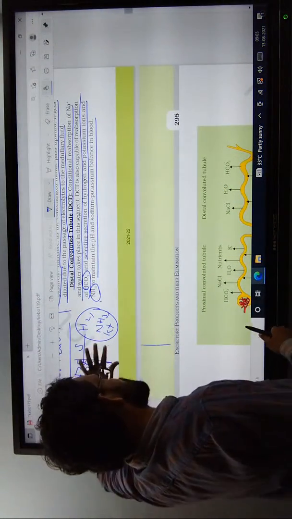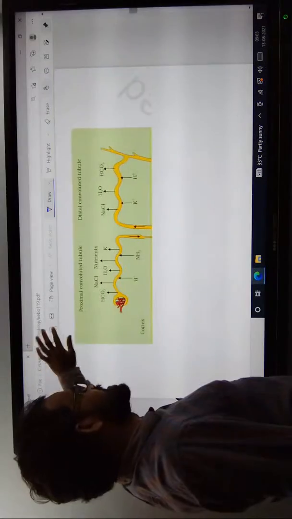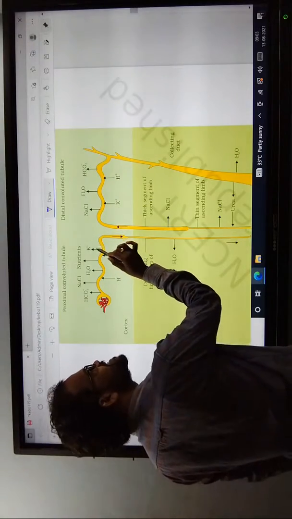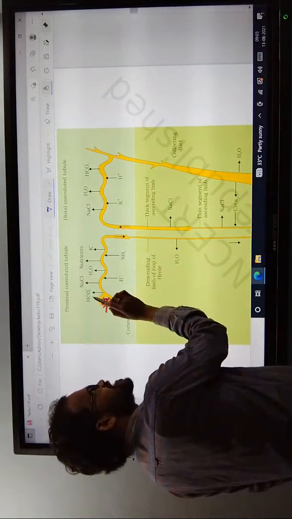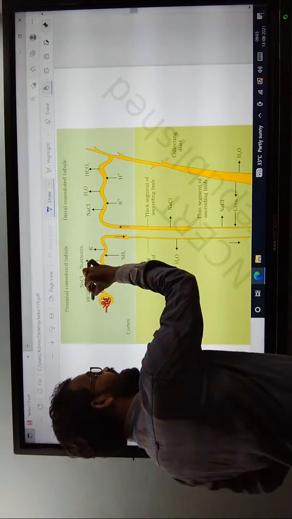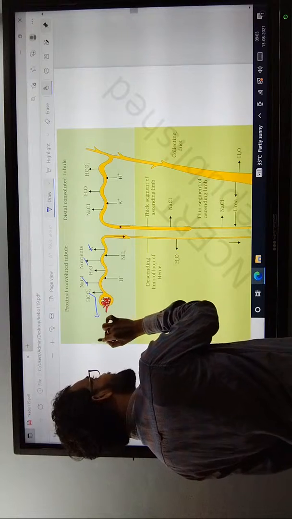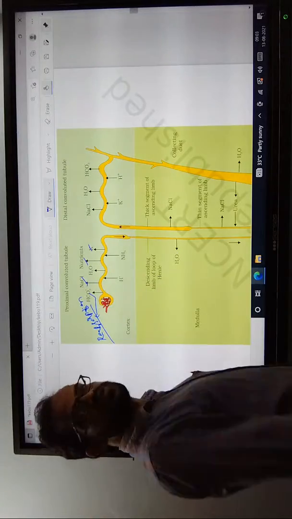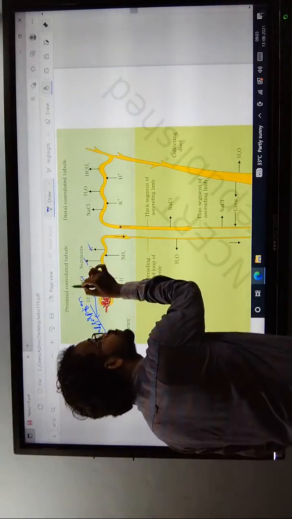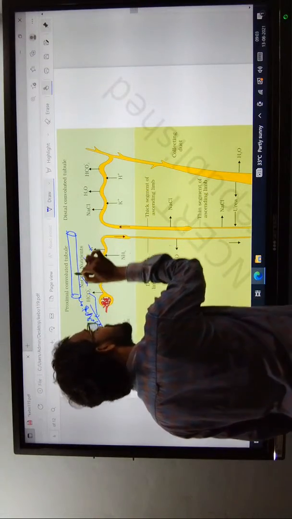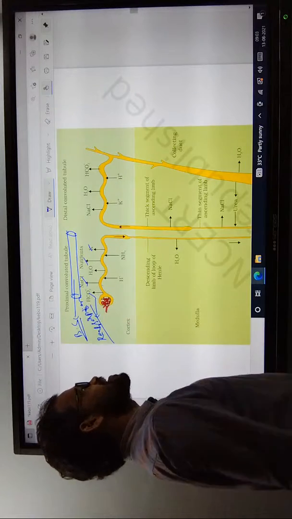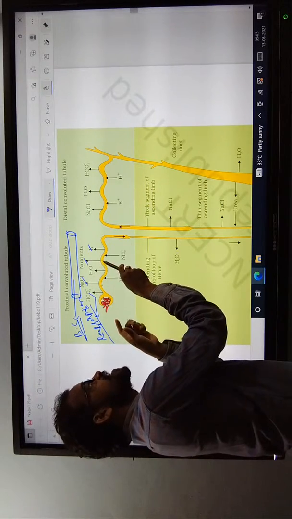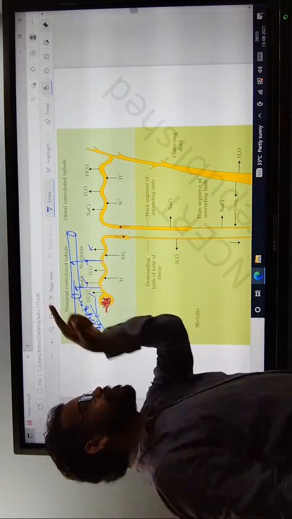Coming to the diagrammatic representation, see now. First, this is the PCT. These arrows indicate reabsorption. Reabsorption means movement from the renal tubules to the blood capillaries. Bicarbonate, sodium chloride, water, nutrients, and potassium are reabsorbed from the renal tubules into the blood capillaries.